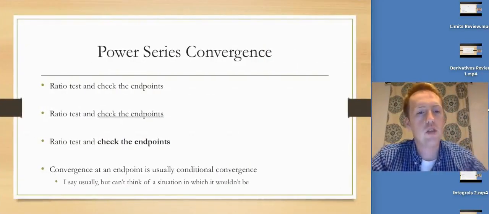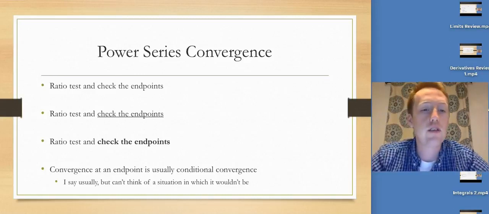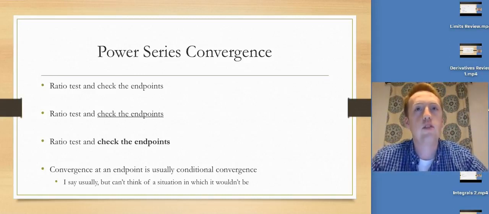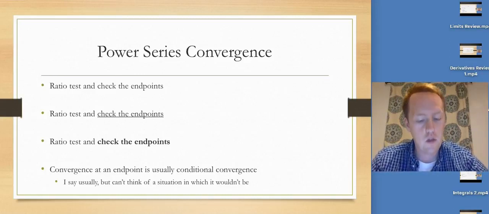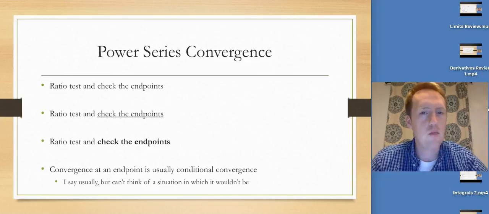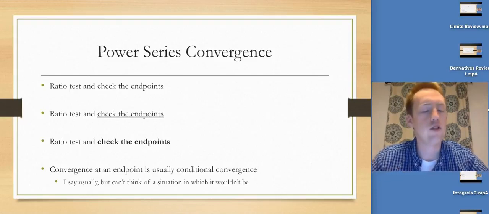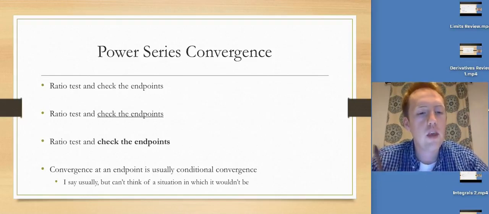And now we're on to power series convergence. First thing, ratio test and then check the endpoints. Next thought, ratio test and check the endpoints. Ratio test and check the endpoints. I don't really think that you guys have much problem with this, so I don't know why I made that stupid joke of, hey, check the endpoints, because you guys check the endpoints anyway.